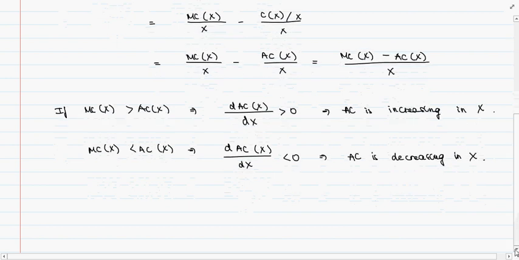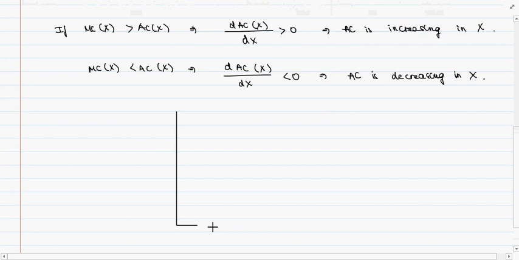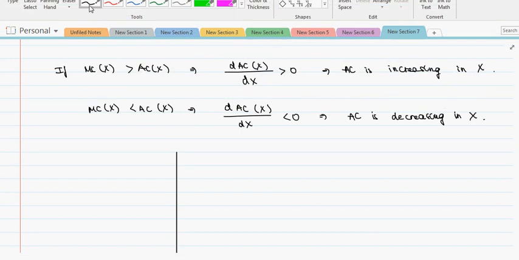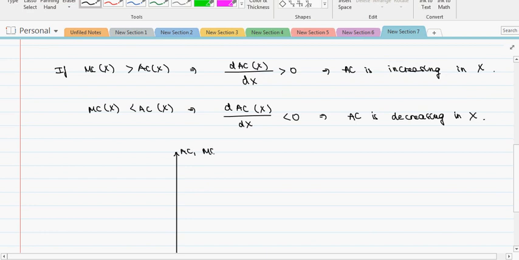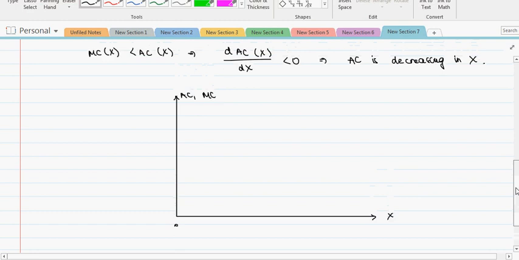So what does that mean in terms of a diagram? I have a very quick diagram over here, where I have the average cost and the marginal cost on top, and over here I have X, which is the total level of output.